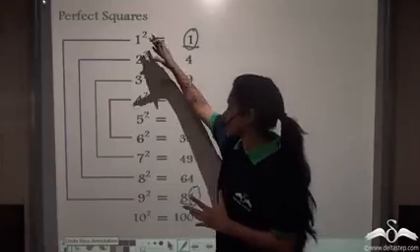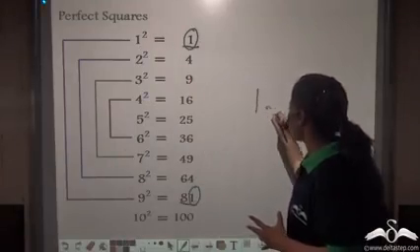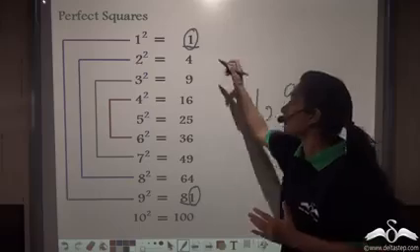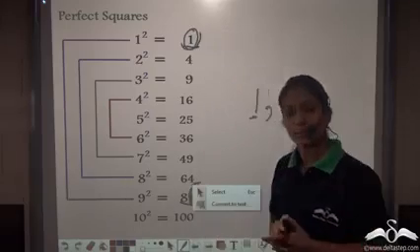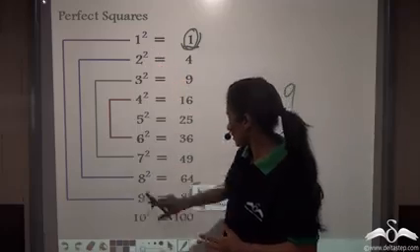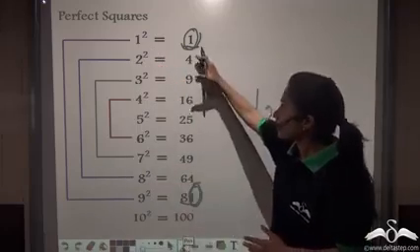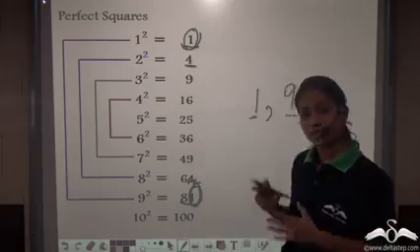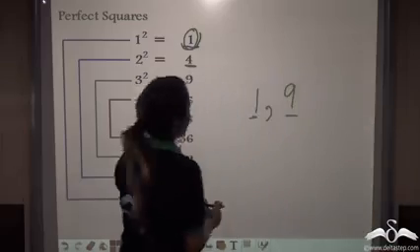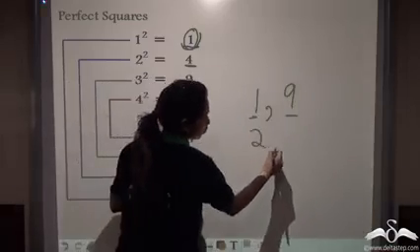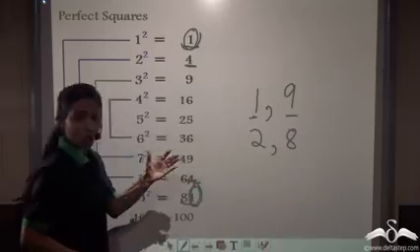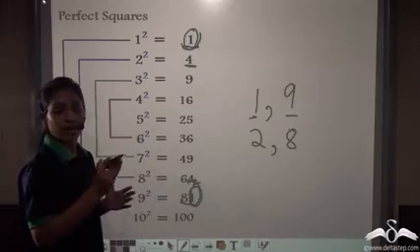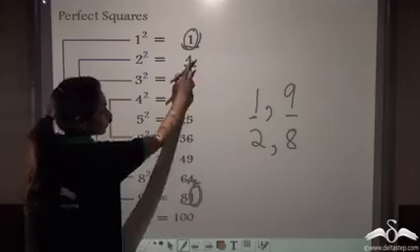So, if a number has 1 or 9 in its unit digit, then the square of that number will have 1 in its unit digit as well. Similarly, look at 2 and 8. Both are having what? 4 in the unit digits of their squares. So I can say that if any number ends with 2 or 8, the square of that number will end in 4.